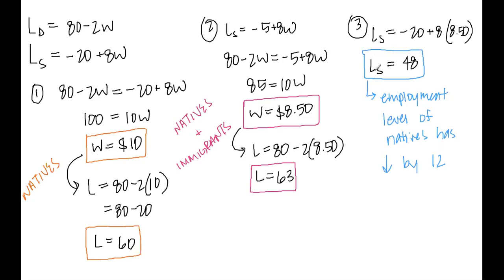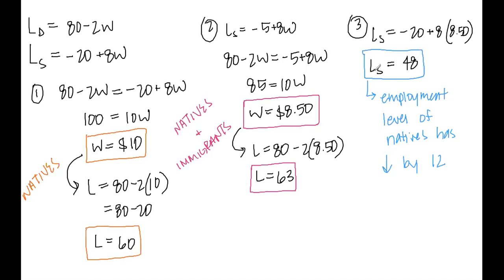And then they asked what has happened to the unemployment rate of unskilled native workers. So even though the employment level of natives has gone down by 12, the unemployment rate is still 0 because the market's in equilibrium before and after immigration. So as I've said before, unemployment is when there's a surplus of labor. So if we were thinking of it graphically, it would be above that equilibrium point. But in this case, we're still at that equilibrium point. We're not at a surplus of labor. So the unemployment rate is still 0, even though 12 workers have lost their jobs.